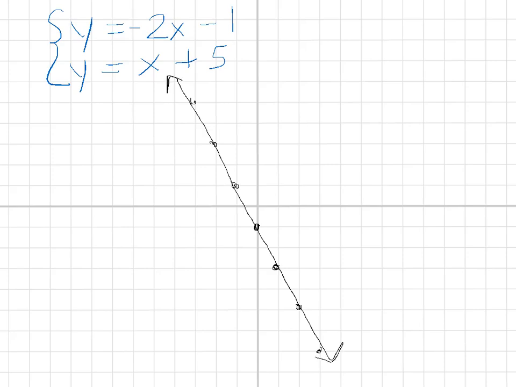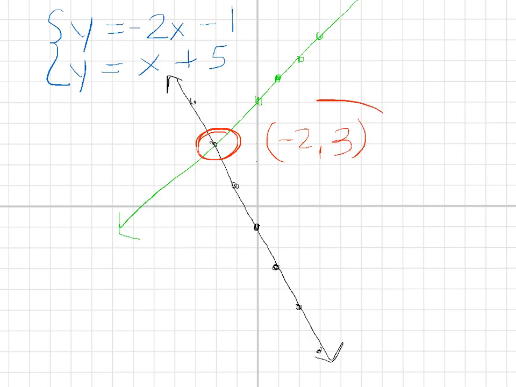The next one is going to start at positive 5. So we're going to go 1, 2, 3, 4, 5. We're going to go up 1 over 1. And then draw that line in very carefully. This crosses right here. And that ordered pair at this point is negative 2, 3. So that is your solution to your system.